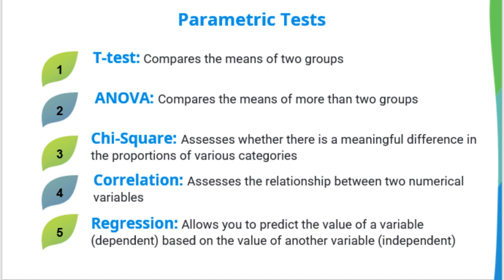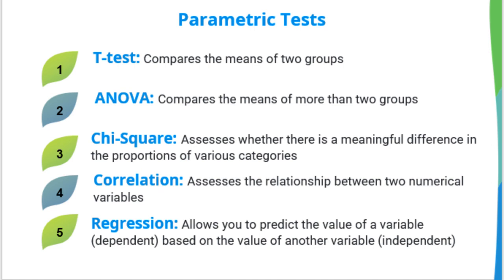So we have parametric tests such as the t-test. We have different kinds of t-tests, these 5 types, but we will look at only 3 types. A t-test compares means. Okay, it compares the means of 2 groups. We have ANOVA, which compares the means of more than 2 groups. When the groups are more than 2, move on to ANOVA.